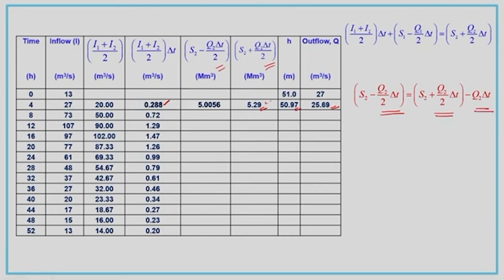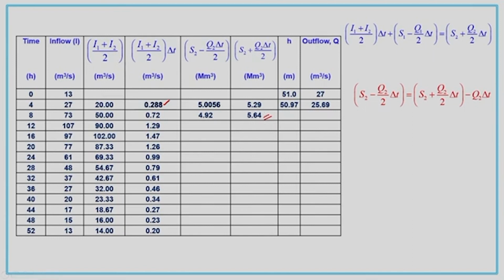So, with this 5.29 value, we will subtract Q2 delta T. In this, Q2 is the new Q2 which we have found out from the graph, that is 25.69. Delta T is corresponding to 4 hours. So, that can be calculated as 4.92. 4.92 is the value corresponding to S2 minus Q2 delta T by 2. Now, we will repeat the step, that is we will add 0.72 and 4.92 to get the value corresponding to S2 plus Q2 delta T by 2, that is 5.64.